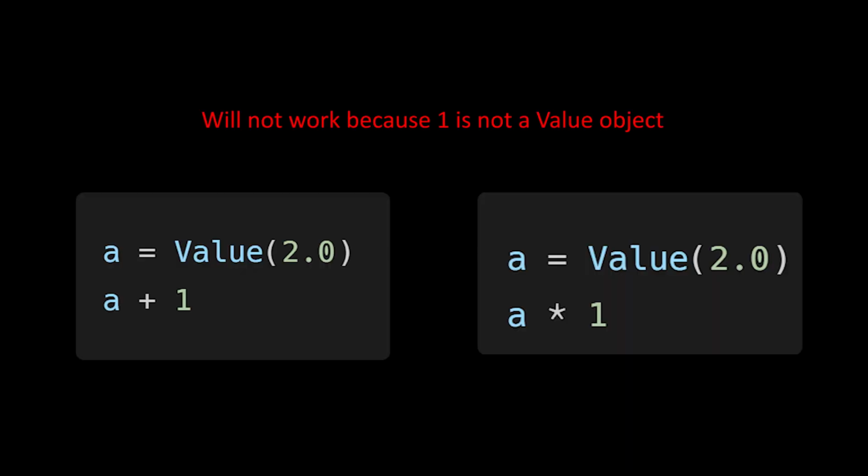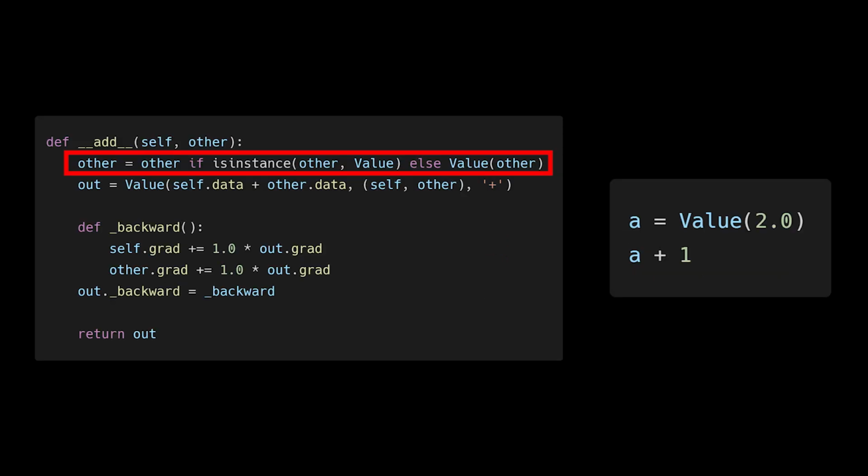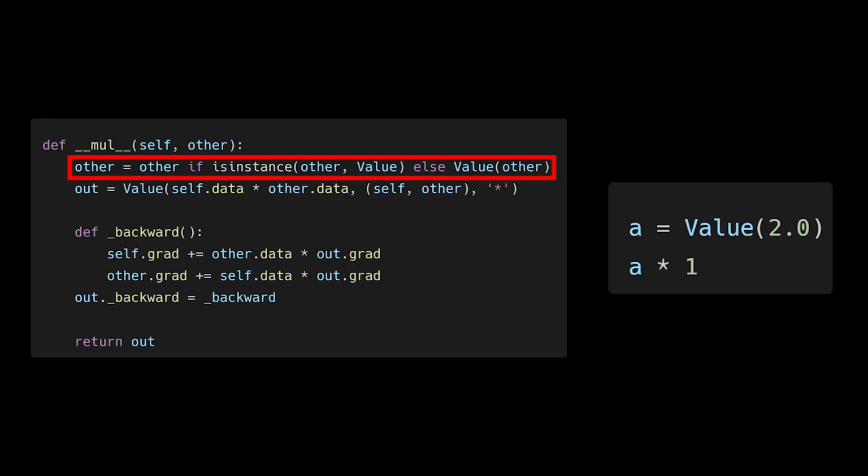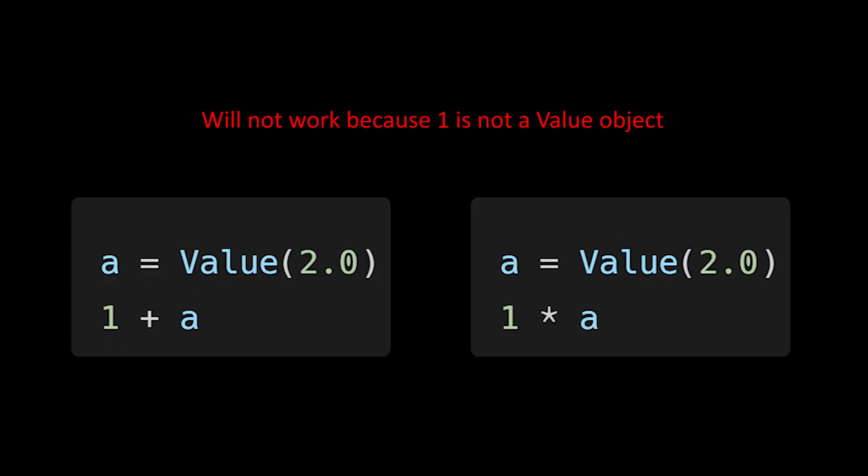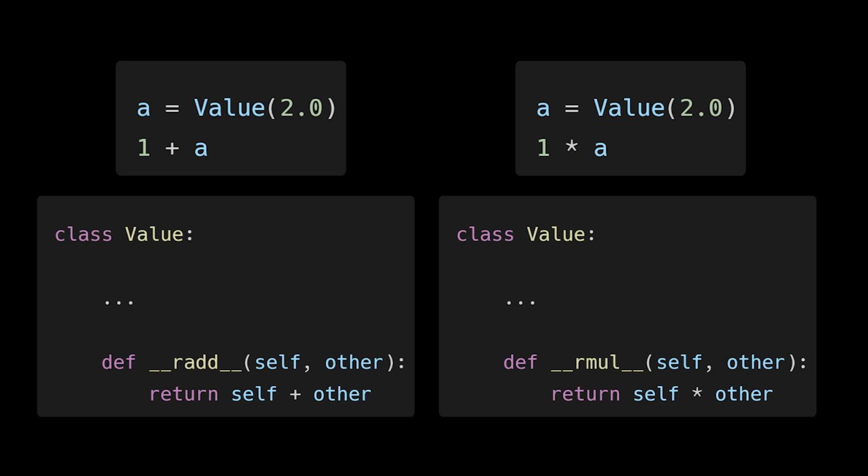Now we will add some workarounds for certain cases like a plus 1 and a times 1. We will just wrap the other in value. We will do the same for multiplication. Then we will add a workaround for cases like 1 plus a and 1 times a. To handle this, we will define those methods in the value class. When Python can't do the operation from the left side, it swaps the order and tries from the right.